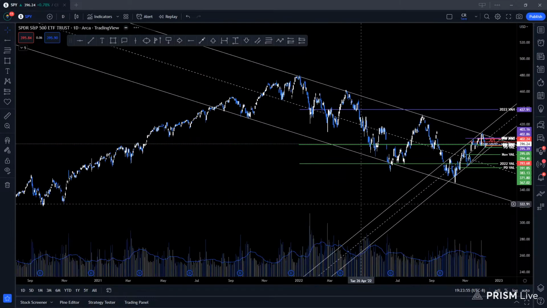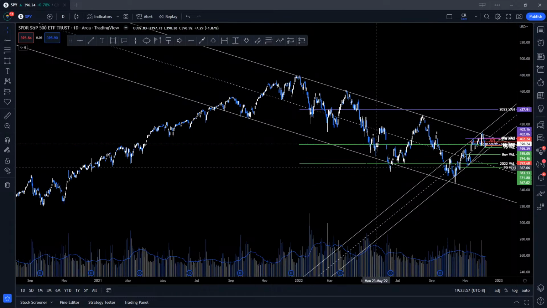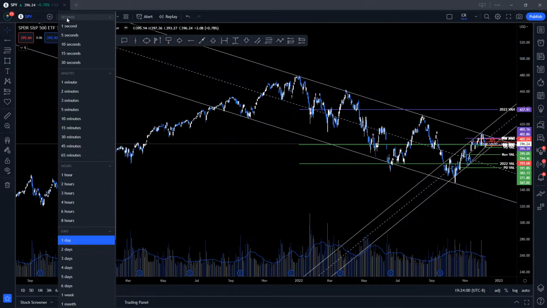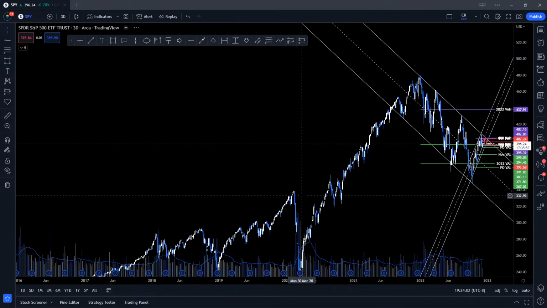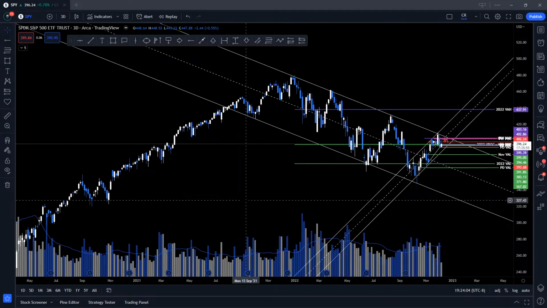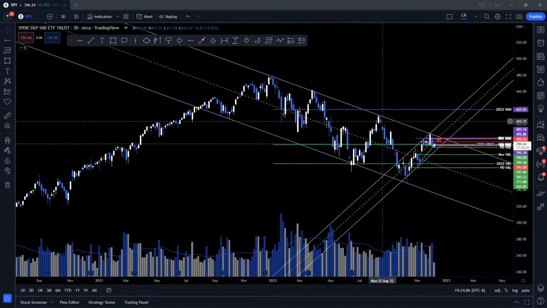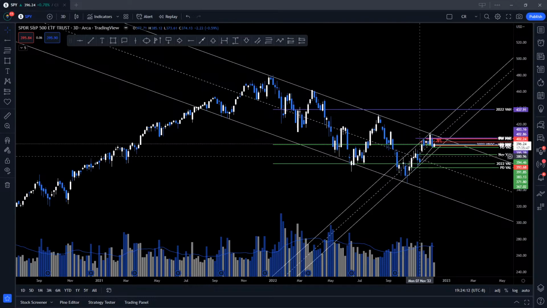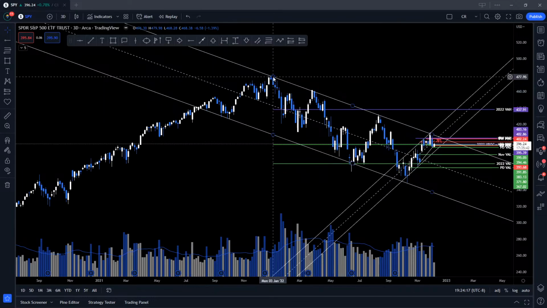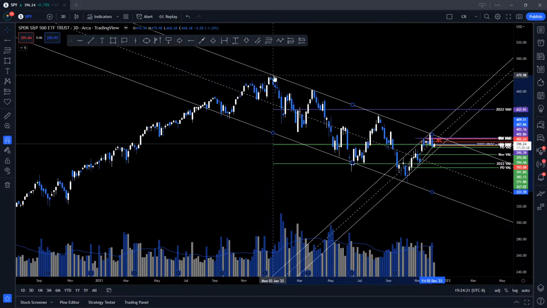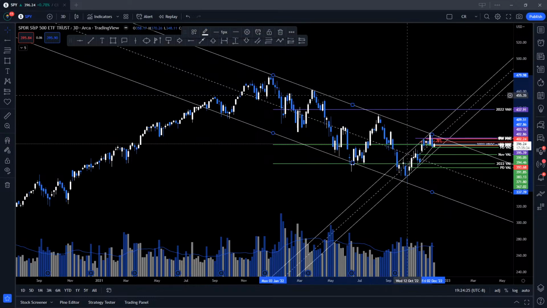From here, I look at the daily chart. I'm pretty sure I drew these trend lines on like a 3-day chart, or something like that. Yeah, this is a 3-day. I think this one could be cleaner. Yeah, there we go.